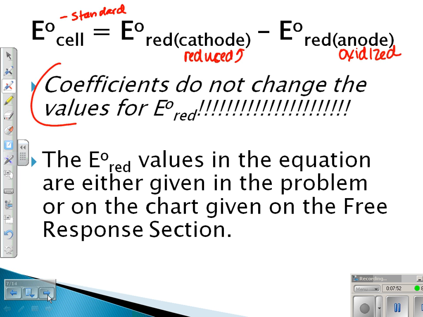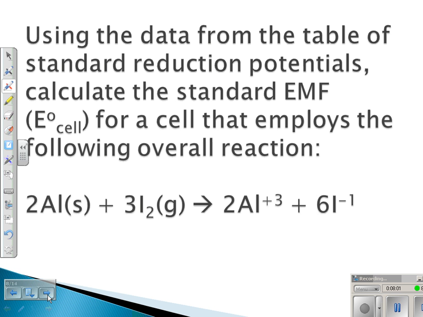And then, like this bullet says, they're either going to be given to you in the problem for a multiple choice, or if you're in the free response section, you're going to have the chart to look them up for yourself. Okay, and I'll show you how these work. We're going to do a bunch of different types of problems because there's a lot of different things that can come out of this. So this first one says, using the data from the table of standard reduction potentials, calculate the standard EMF, the E cell, for a cell that employs the following overall reaction. So you have aluminum reacting with I2 to make Al plus 3 and I minus 1.